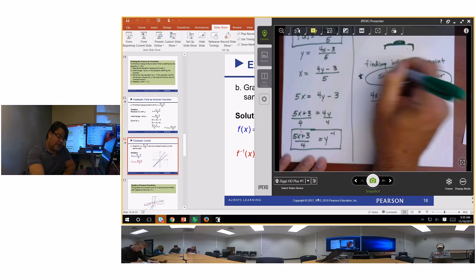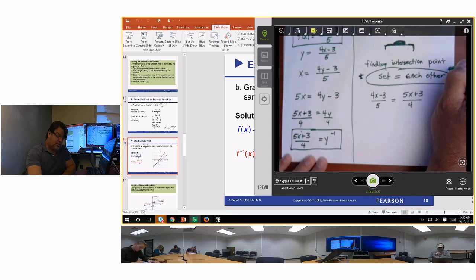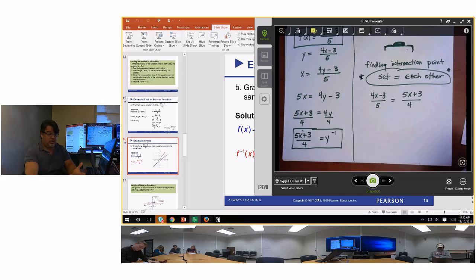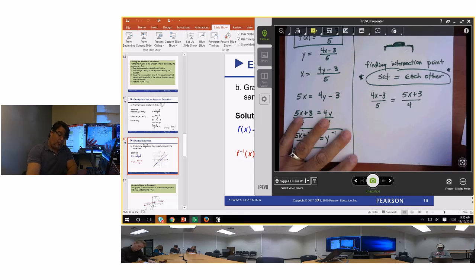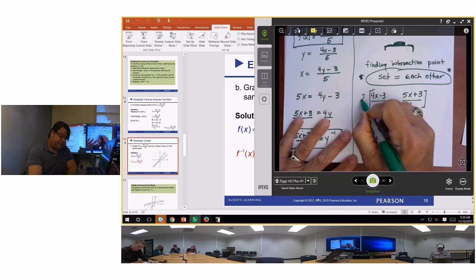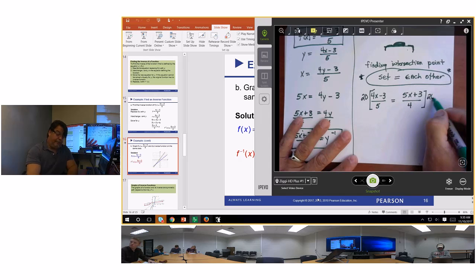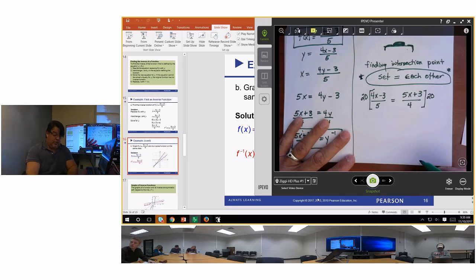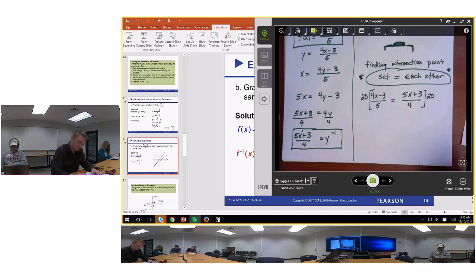Now, for those of you that may be taking a standardized test in the future, you might want to put stars beside this because you will see this in calculus, you'll see it in trig, you'll see it in any kind of math. If you want to find the intersection point, you set the functions equal to each other. So I'm going to multiply by 20, which is the common what? Multiple. Denominator. Common denominator, common multiple, that's good.